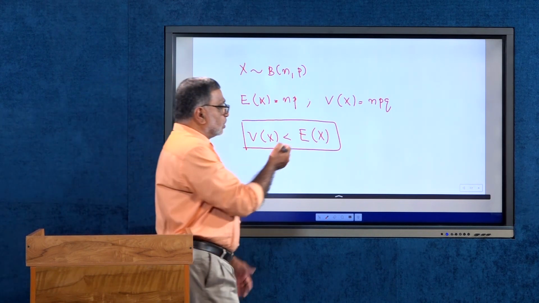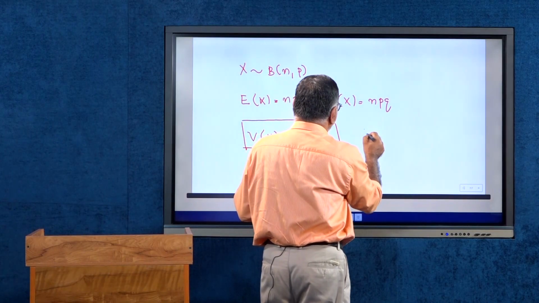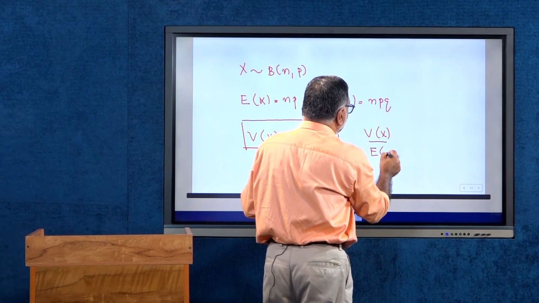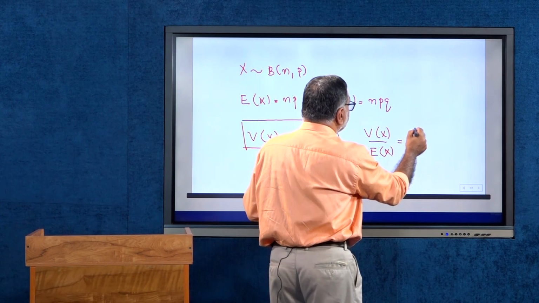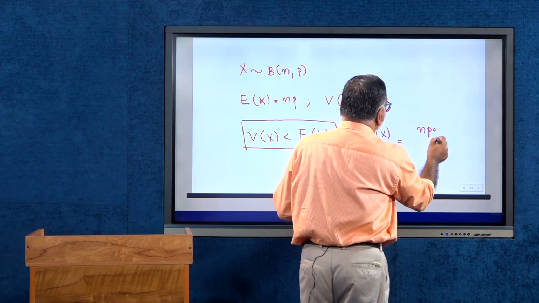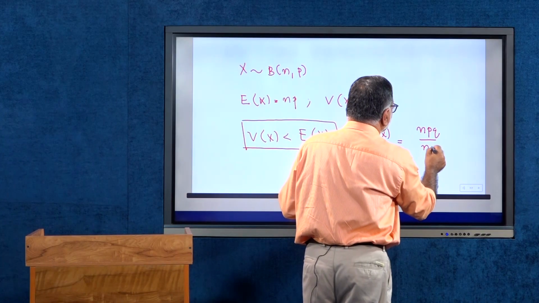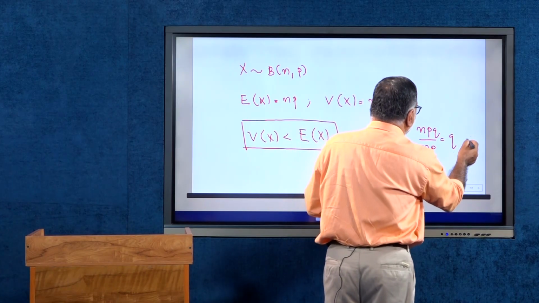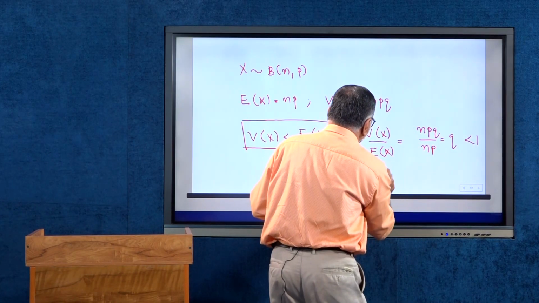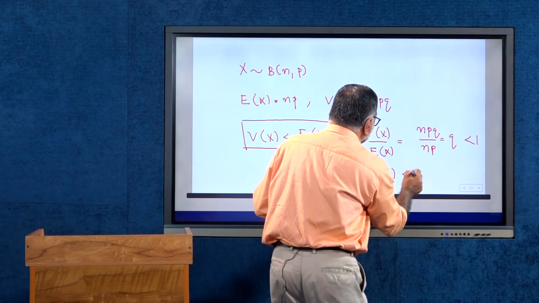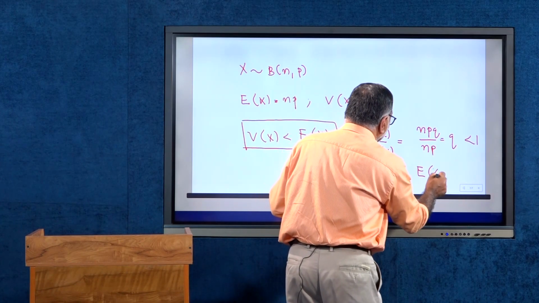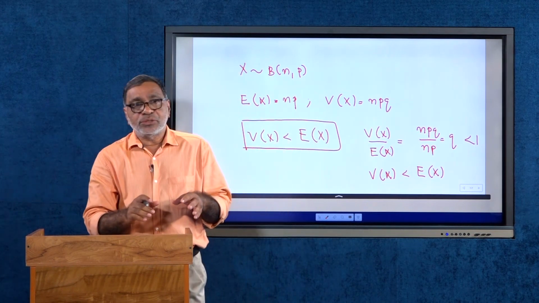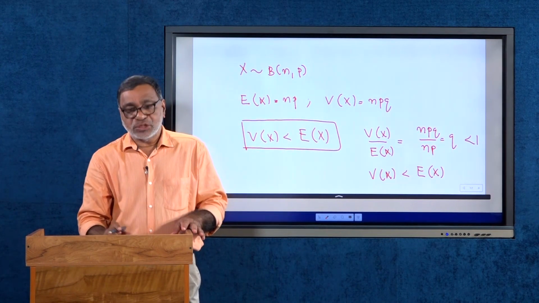Because this can be established: variance of x divided by expectation of x. Suppose you are finding this, it is npq divided by np, that is q, and q is a value that is less than 1. So, variance of x is less than expectation of x. So, for every binomial distribution, the variance is less than expectation of x.